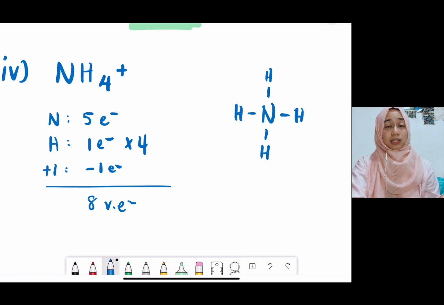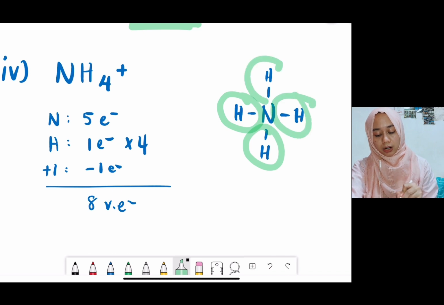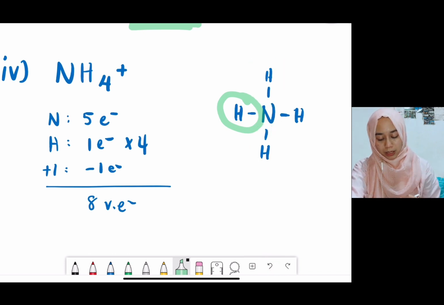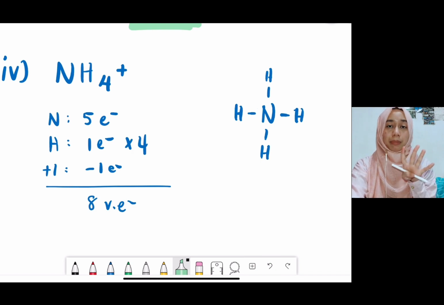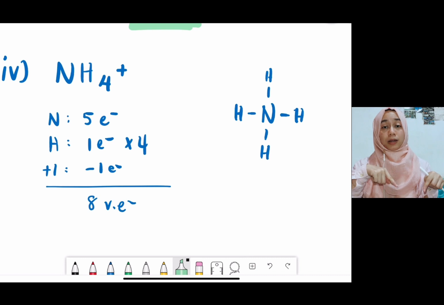Okay, and then just double check your terminal dah mencapai duplet ataupun tidak. Sebab ini hydrogen, so dah mencapai duplet ataupun tidak? Yes, sebab setiap satu hydrogen kita ada 1 bond. Bermaksud ada 2 elektron dah dekat situ. Okay, so dia dah mencapai duplet. So total bond ada 4 dah. Bermaksud ada 8 elektron. So dah cukup lah, ada 8 elektron.